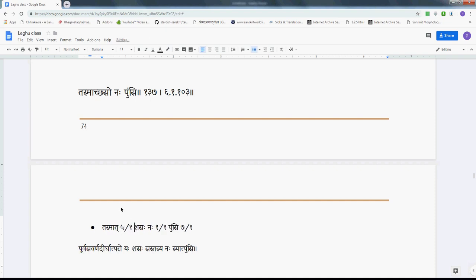After something, after that. What is that? We'll see. He says Purva Savarna Dirghat Paraha. So Tasmat is Purva Savarna Dirghat. That here is Purva Savarna Dirgha. So Purva Savarna Dirgha, we have seen earlier.